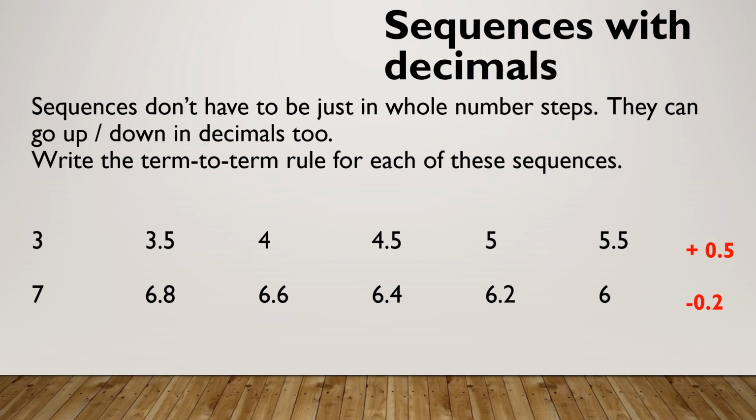So we've discussed in the decimals video how sometimes it's easier to add some zeros to make things the same size. So don't forget that 3 is the same as 3.0. So to get from 3.0 to 3.5, I'm adding 0.5. And again, 7.0. So to get from 7.0 to 6.8, I'm taking away 0.2.